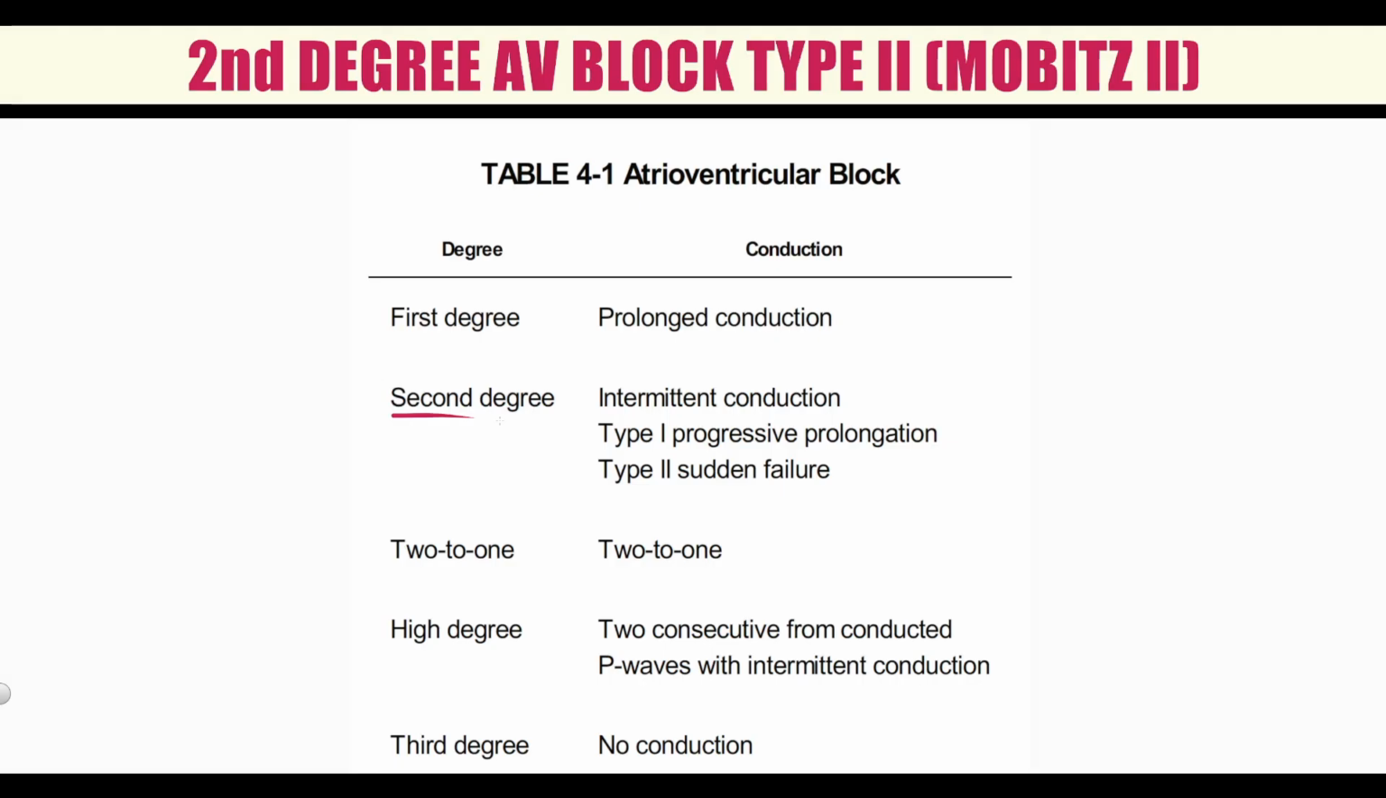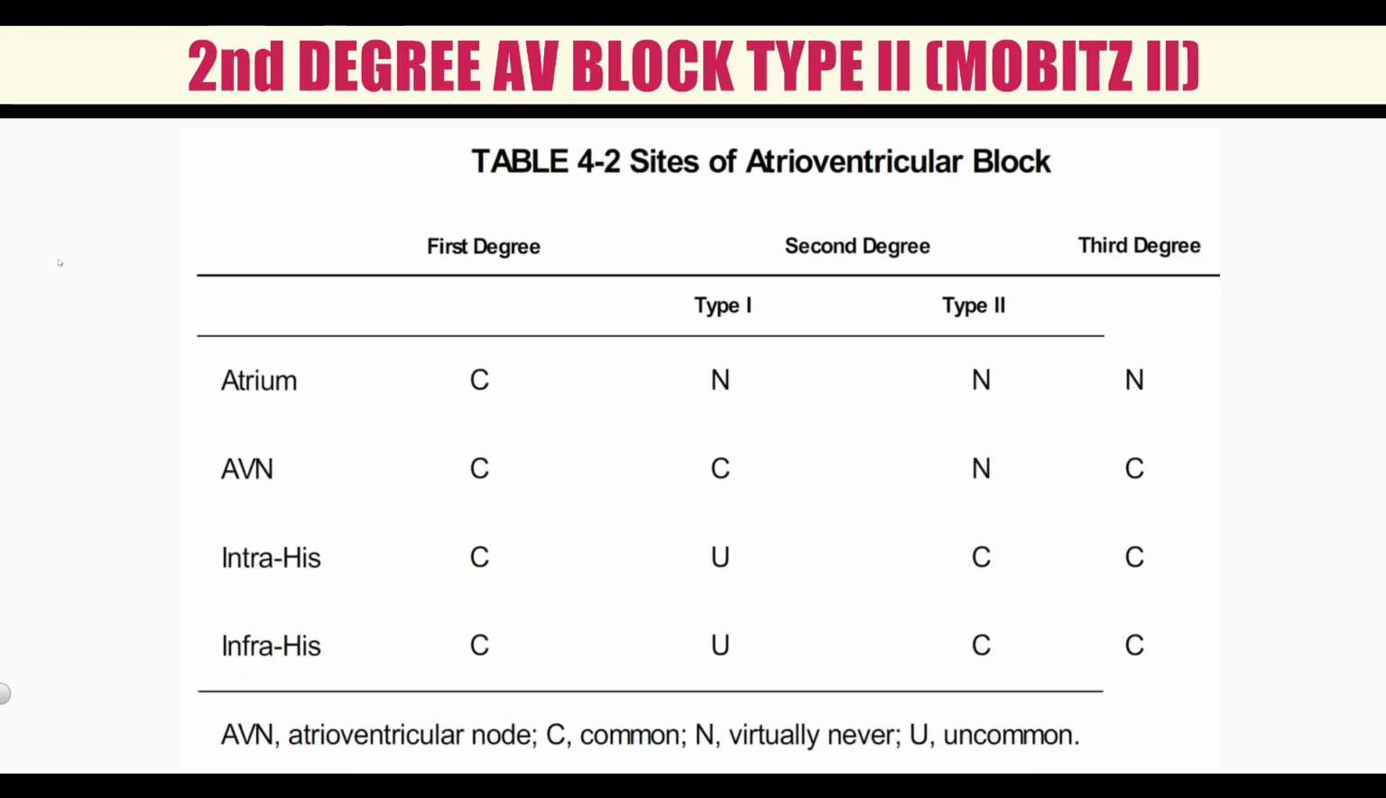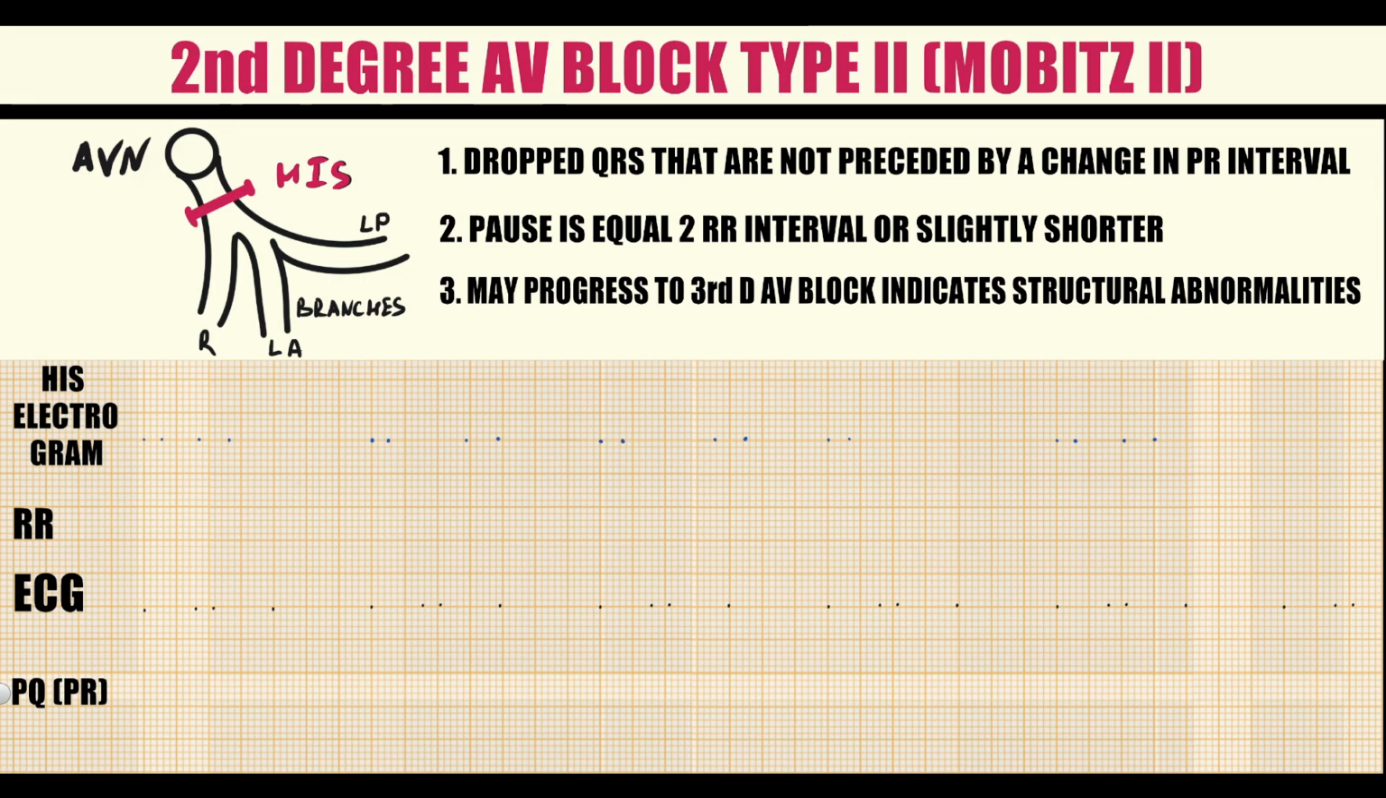Second degree AV block type 2 or Mobitz II is represented by sudden conduction failure. This type of AV block can occur at intra-His and infra-His level and virtually never at the level of AV node and atrium. The ECG criteria are as follows: dropped QRS that are not preceded by change in PR interval. Pause duration is equal to RR interval or slightly shorter.